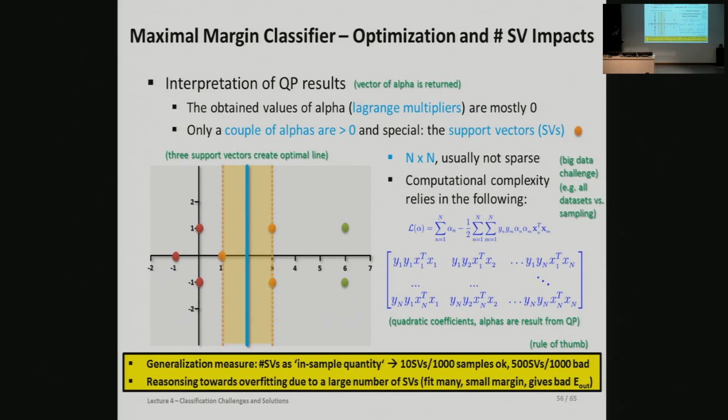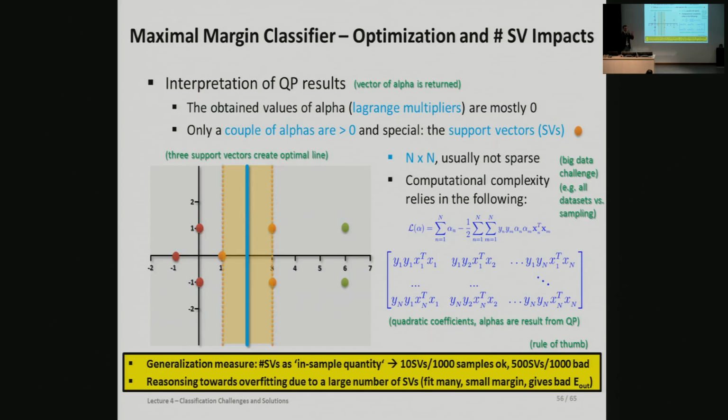But the in-sample property gives us an interesting generalization measure. That's something where we also talk a little bit about model complexity, right? When we have 10 support vectors for 1,000 samples, that's okay. Then the model would not be so complex. You can imagine with 10 support vectors, the model should probably do very well. Now, if you have a situation with 500 support vectors for 1,000 samples, roughly, that's a rule of thumb. It's not mathematically established. But if you have 500 support vectors for 100 samples, then it's very bad.